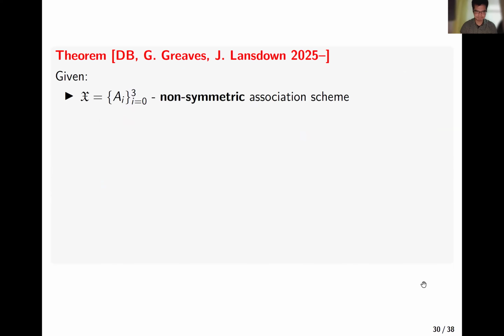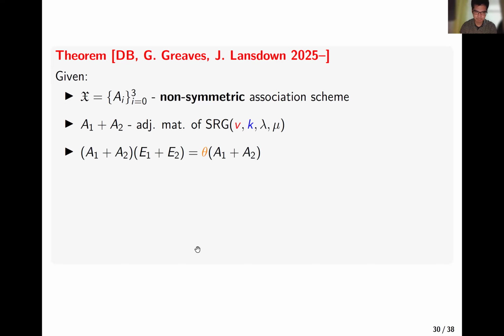So here's our result in its generality. Let's say we have a non-symmetric association scheme with 3 classes. And let's say that A1 and A2 pair together in the symmetrization. And in particular, this will be the adjacency matrix of some strongly regular graph with some parameters. Further, E1 and E2 will come together to become an orthogonal projection of an eigenspace of A1 plus A2. And let's just say that it projects to the eigenspace corresponding to this eigenvalue theta.